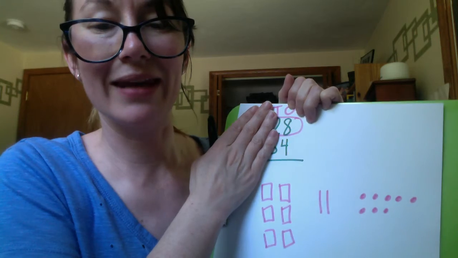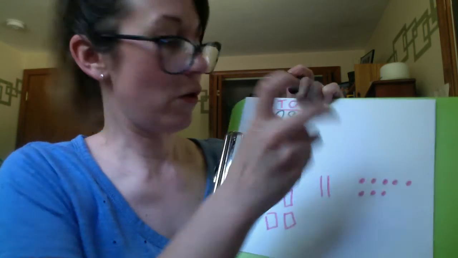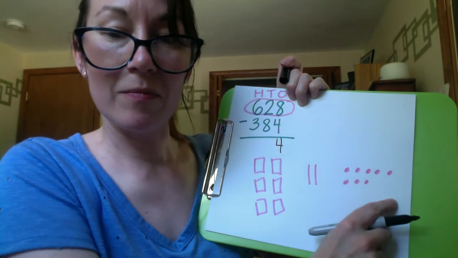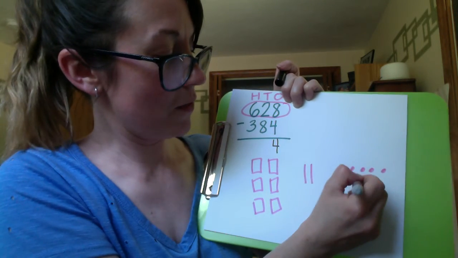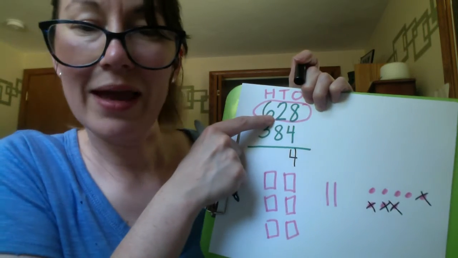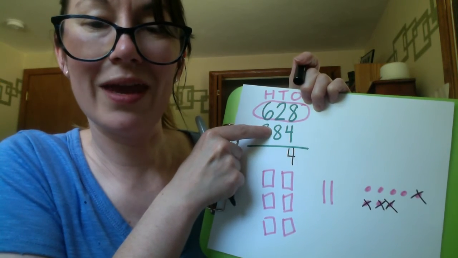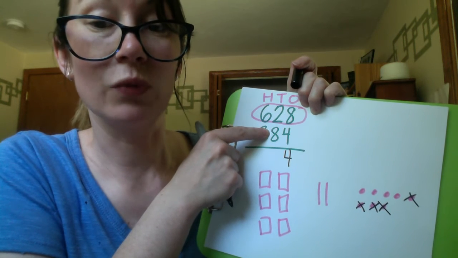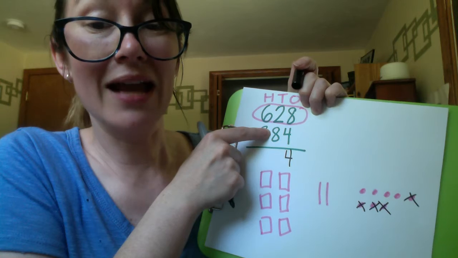Yep, it's a doubles fact. I know automatically that that is 4. So I'm actually going to write that here. But I'm going to check by making my model. How many am I taking away? 1, 2, 3, 4. Okay. Now I have 2 tens take away 8 tens. Can I do that? Nope. What do I need to do?